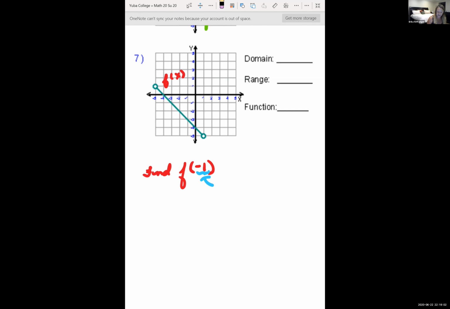This is representing the x value. So it's asking when x equals -1. This f of -1 is another way to represent your y value. So when x is -1, what is y? Go down, see what the point is on the graph. Your y value in this case is -3.